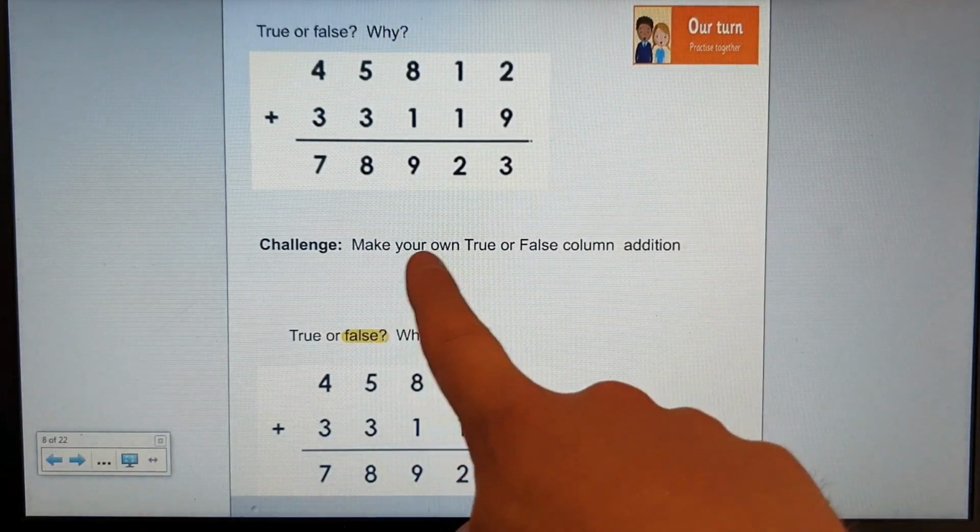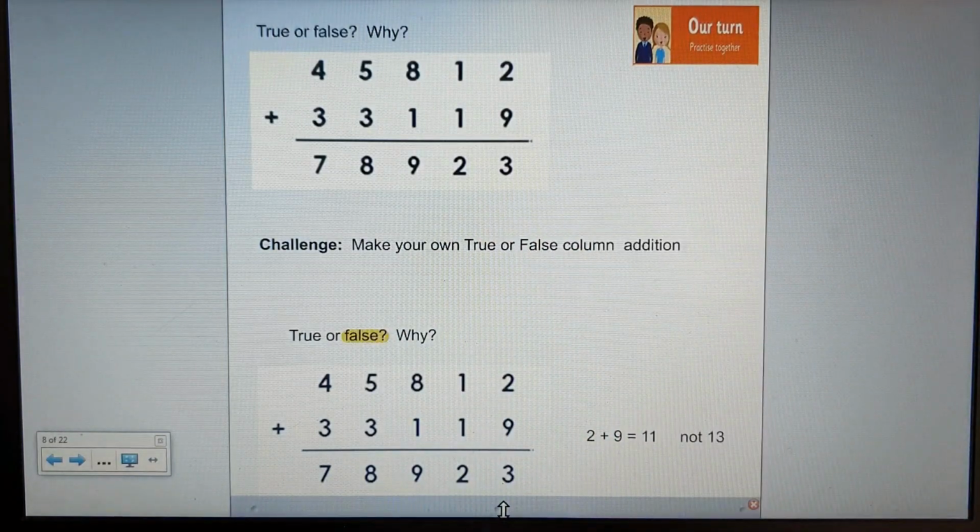So that's how I'd explain my answer. I hope some of you had a go at making your own one up and you could challenge an adult at home to have a go at it or somebody else in the house. Okay, well done.